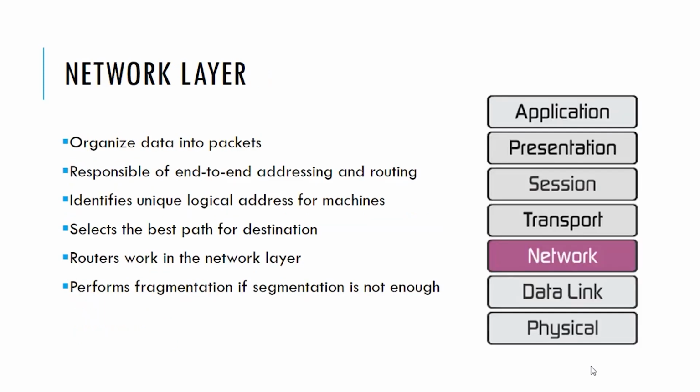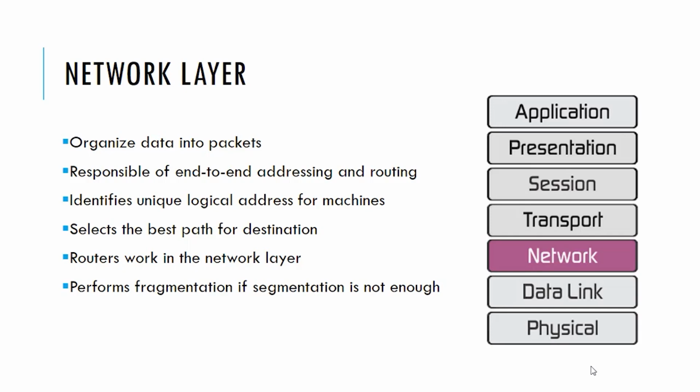Now let's move to the third layer, layer number 3, the network layer. Remember that we count layers from down to up. This layer organizes data into packets. Now remember that data in the fourth layer is called segment, and here it is called packets. This layer is responsible for end-to-end addressing and routing. Let's know by heart these two words, addressing and routing. These are the main functions of the network layer.